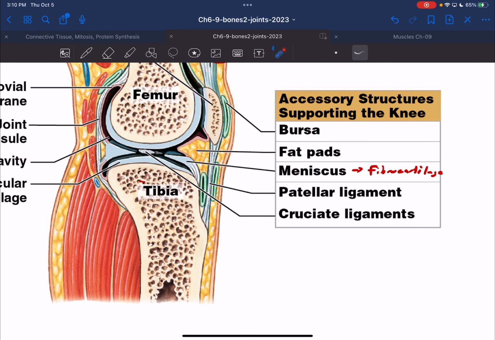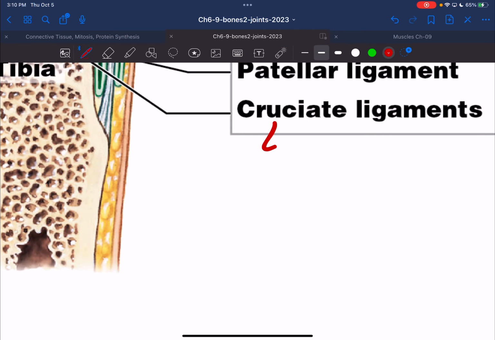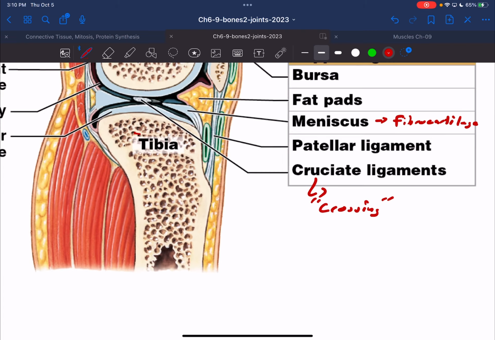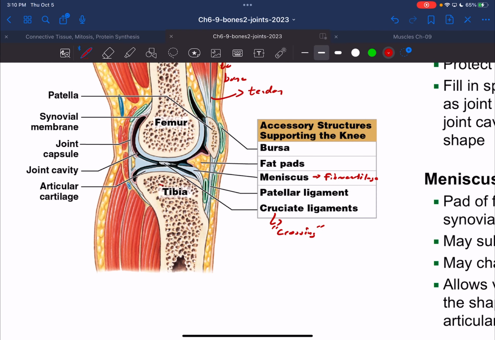Next, you have the patella. We're going to see next week there's going to be the kneecap bone in the patellar region called the patella bone. And so that patella bone has a ligament called the patellar ligament. And then next you have the cruciate ligament. As far as you're concerned, this word cruciate means crossing. And they're ligaments that cross the actual joint itself.